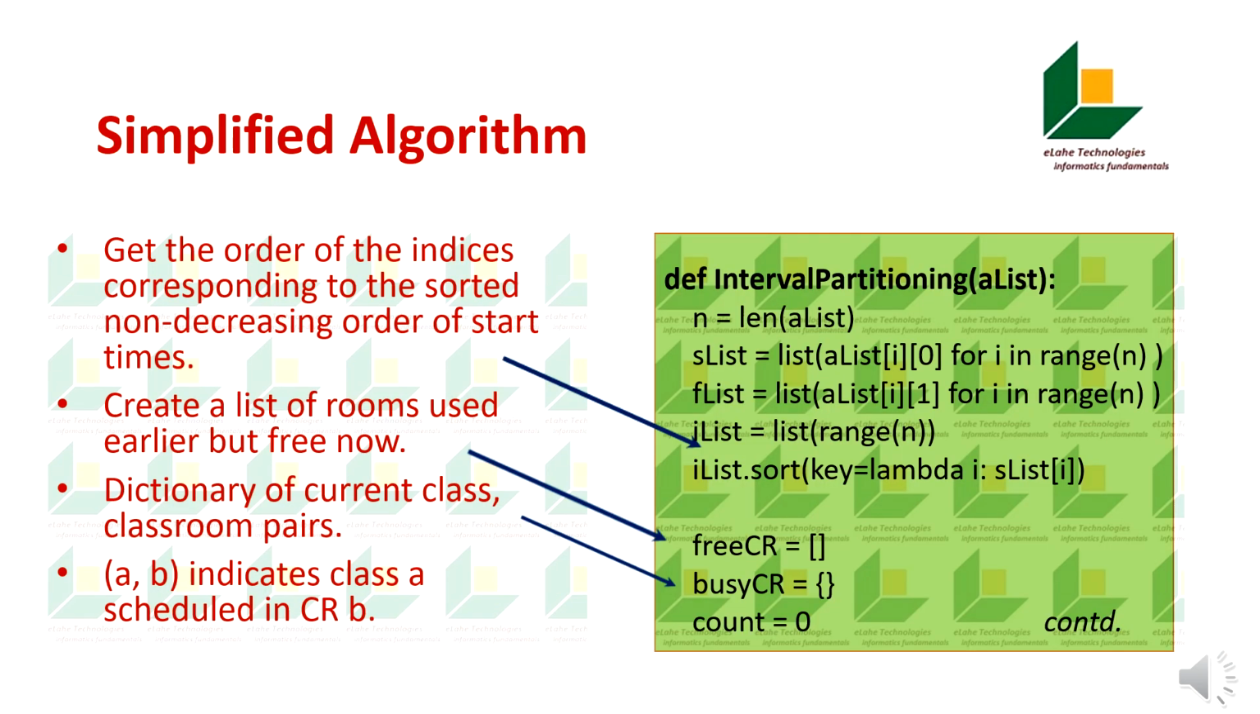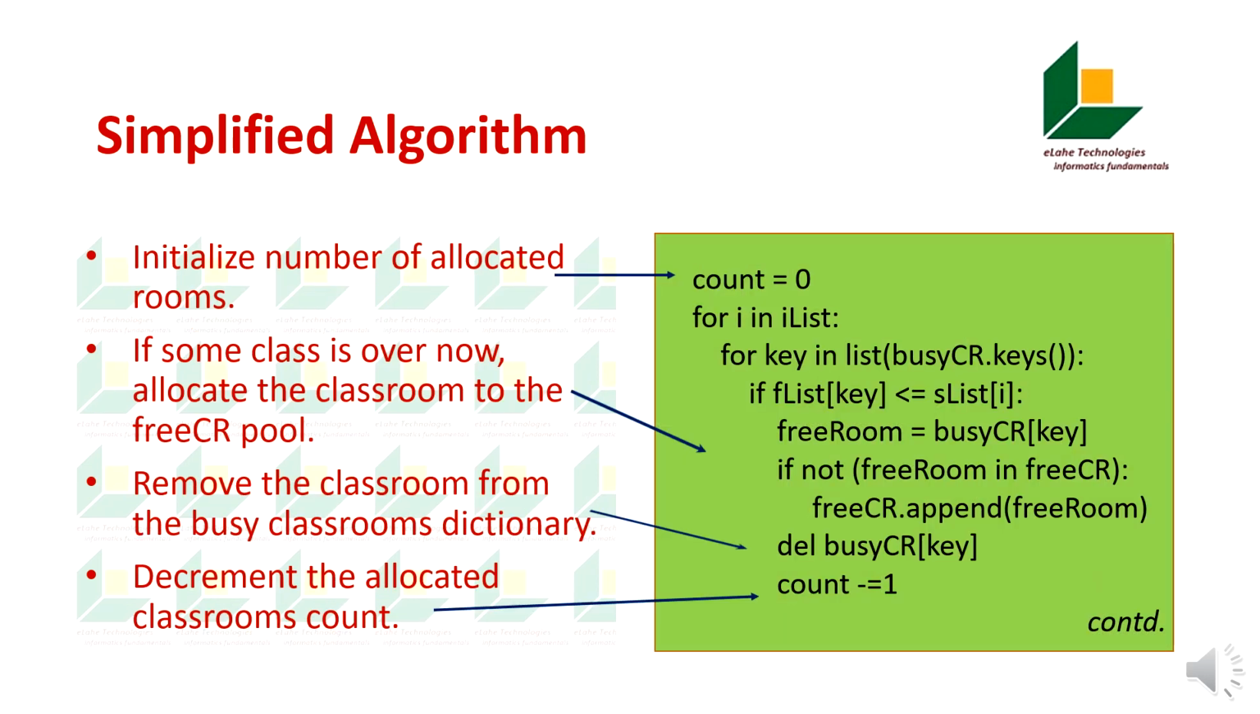Pseudocode and Python code snippet of a simplified algorithm are shown here. We consider the classes in the non-decreasing order of their start times. We maintain free CR, a list of classrooms used earlier but free now. We also maintain busy CR, a dictionary of busy classrooms. A key value pair (A, B) in busy CR represents a class A scheduled in classroom B. We initialize the number of allocated classrooms to 0.